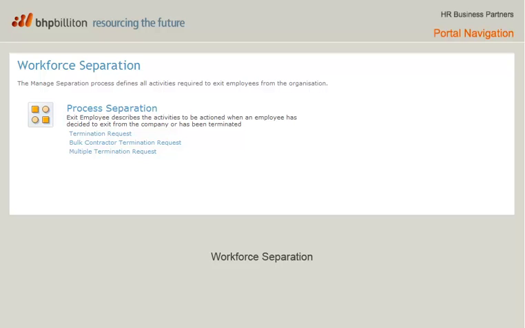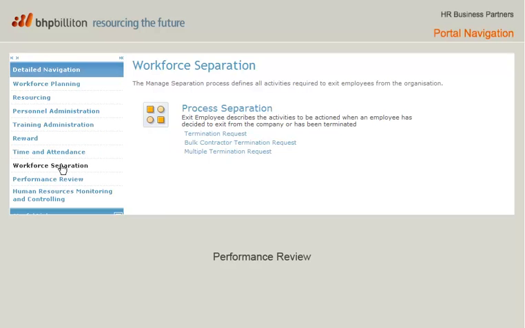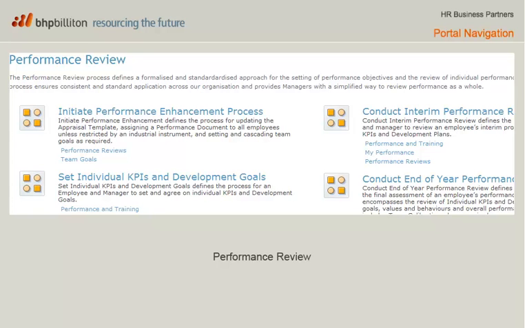Scroll back to the navigation pane. We will now look at the next section. Click on the Performance Review hyperlink. The Performance Review screen has several links relating to annual and interim performance reviews. These reviews are conducted to assess individuals' performance against set team goals.